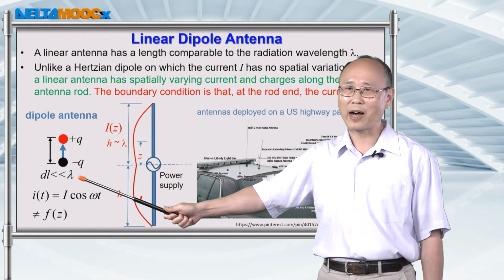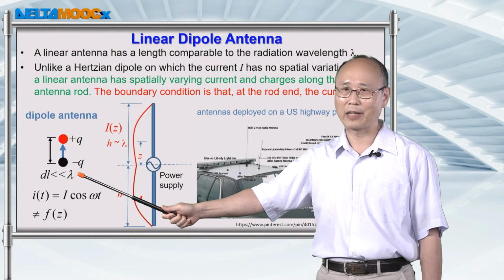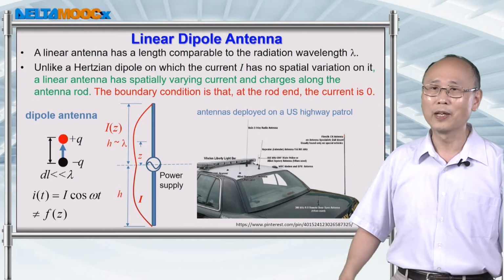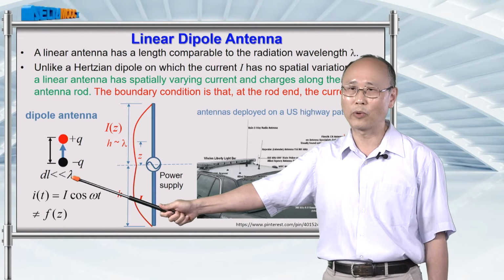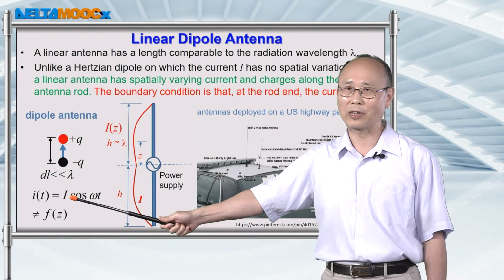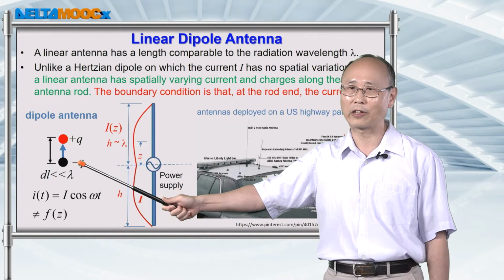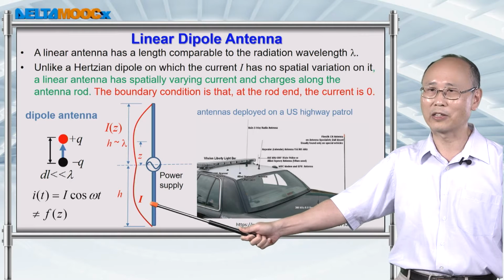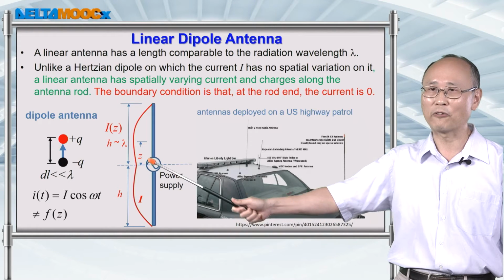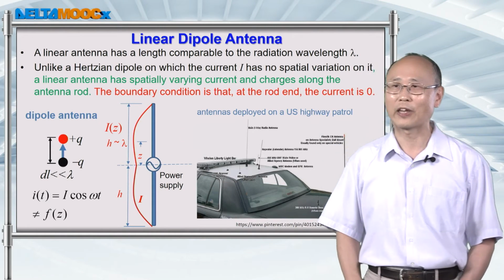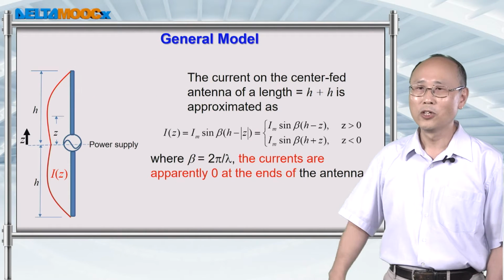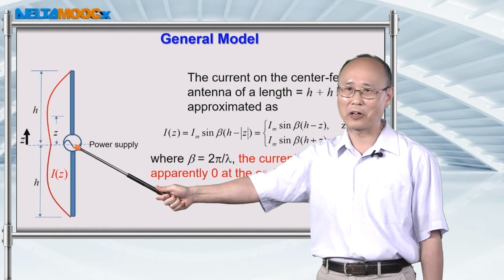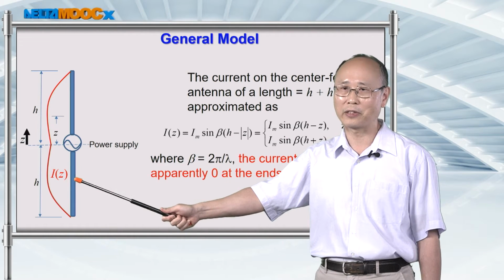Previously, we modeled the Hertzian dipole antenna, and we assumed this dipole antenna is very, very small compared to the wavelength. Therefore, we treated the current as a constant in our calculation. But today, we're going to treat this I, the current, to be a function of the position on this antenna rod. So the first step is to write down a formula to describe the current on this antenna rod.